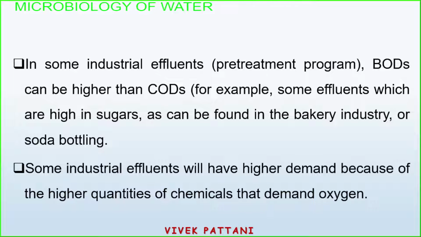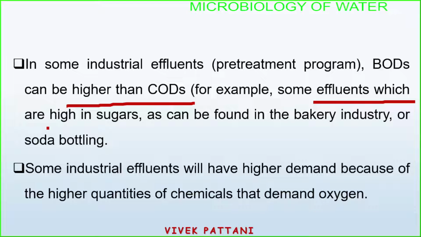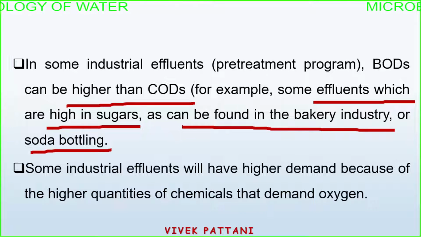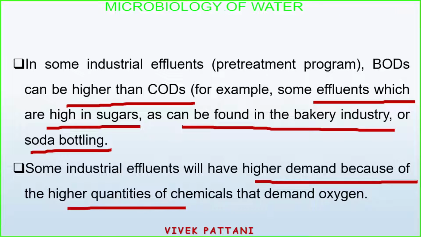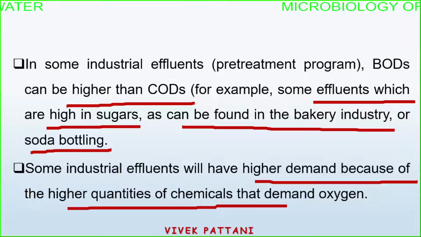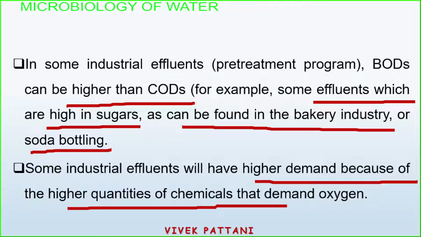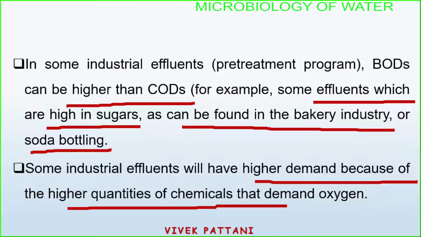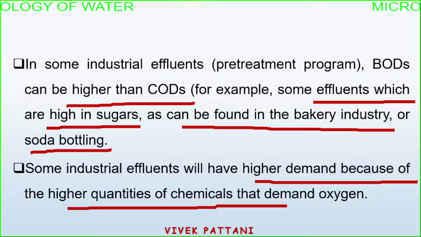In some industrial effluents the BOD can be higher than the COD. For example, some effluents which are high in sugars, as can be found in the bakery industry as well as in soda bottling plants. And some industrial effluents will have a higher demand because of higher quantities of chemicals than the oxygen demand. Most applications of COD determine the amount of organic pollutants found in surface water, for example in lakes, rivers, etc. So making COD a useful measure of water quality, and it is expressed in milligrams per liter.